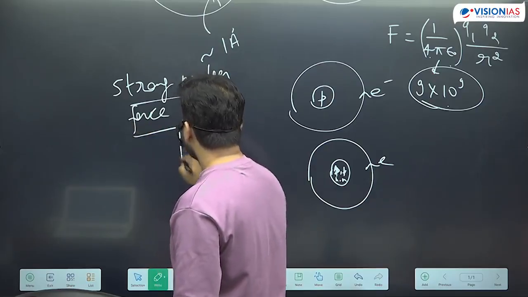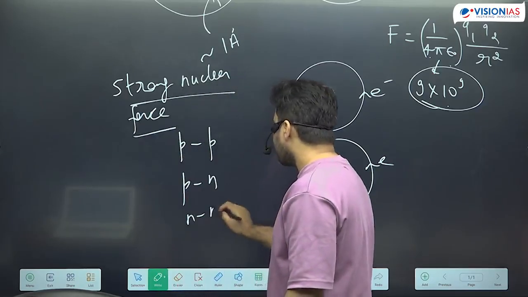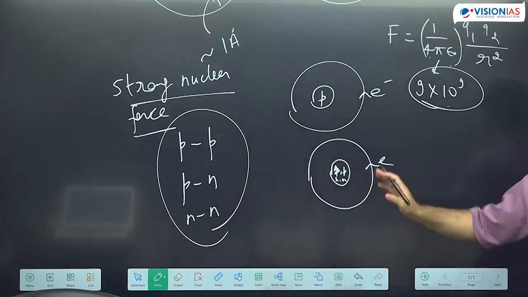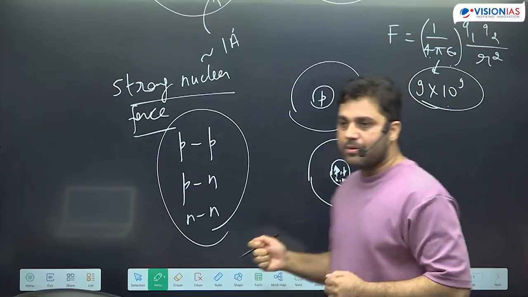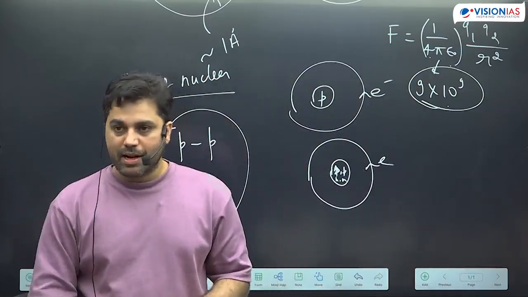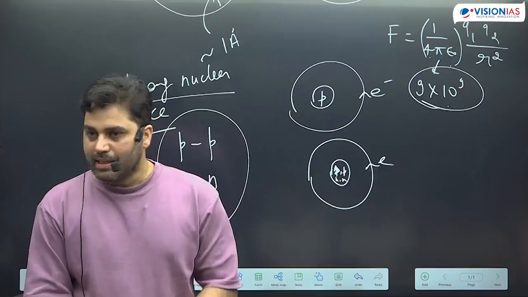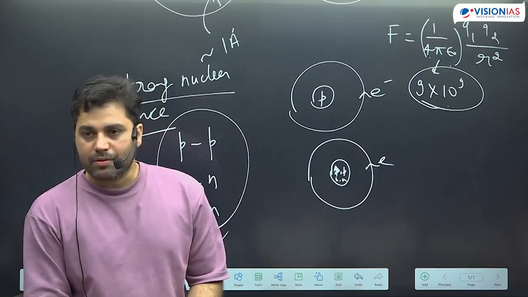And that strong nuclear force operates between proton and proton, proton and neutron, and neutron and neutron. It should be very clear that it does not depend upon charge. It is a charge independent force; it even operates between one neutron and another neutron, one proton and a neutron, and even between 2 protons, where it is attractive. So there is a more powerful force inside the nucleus, which is called the strong nuclear force.